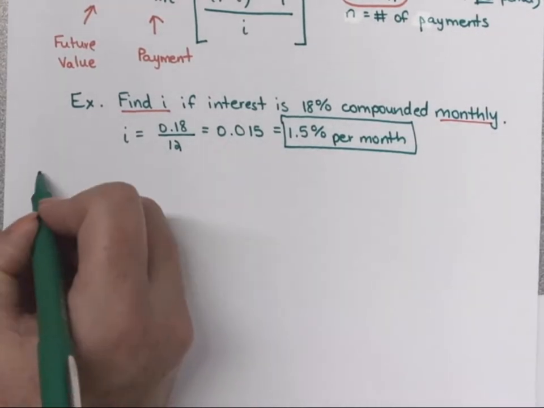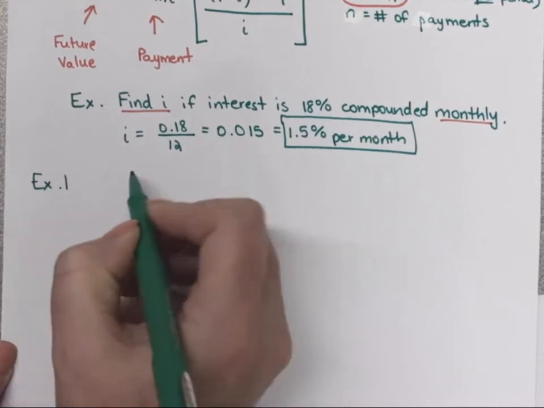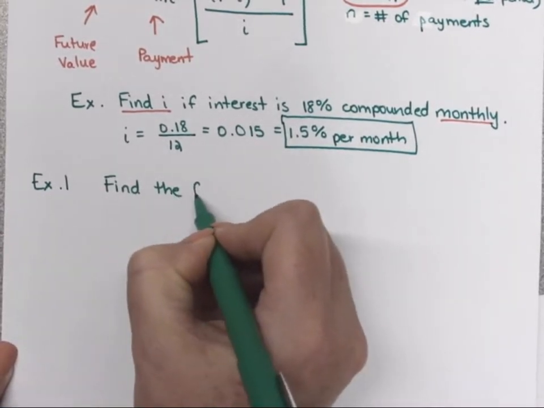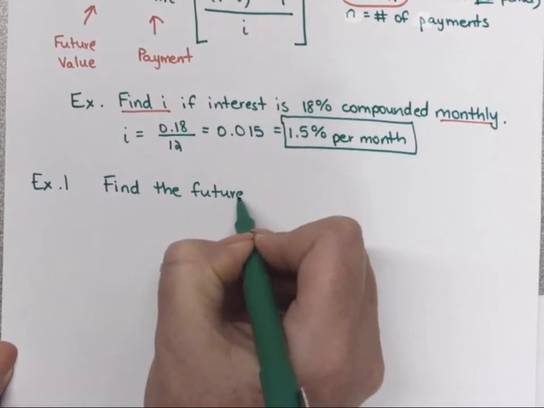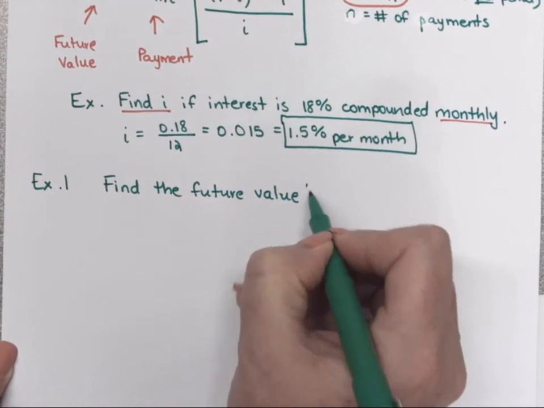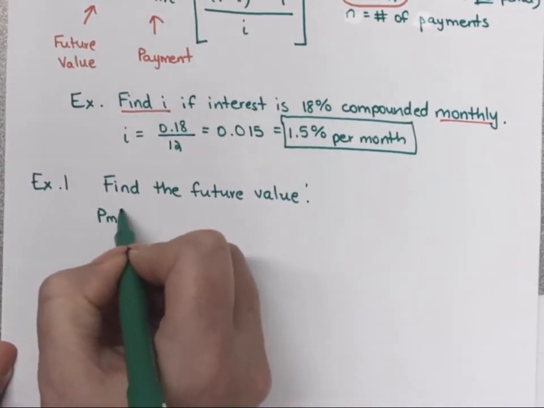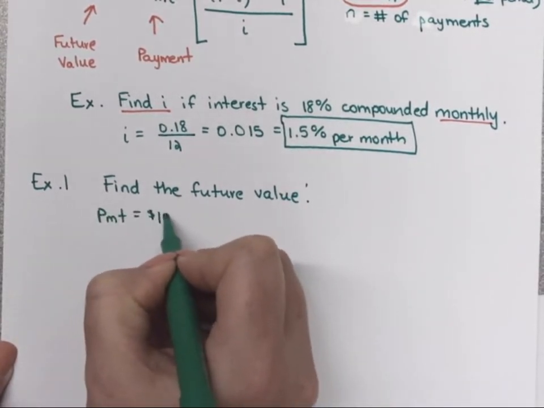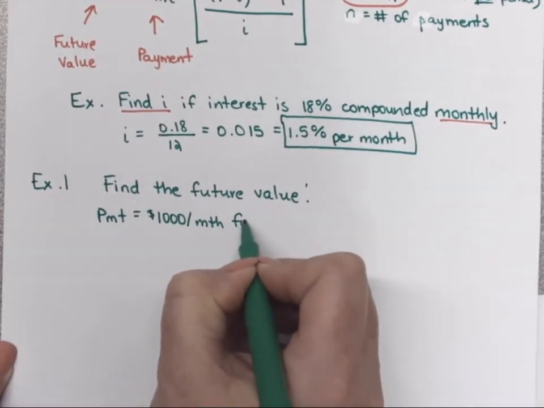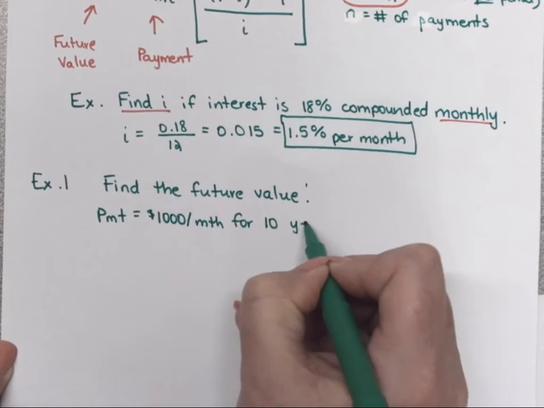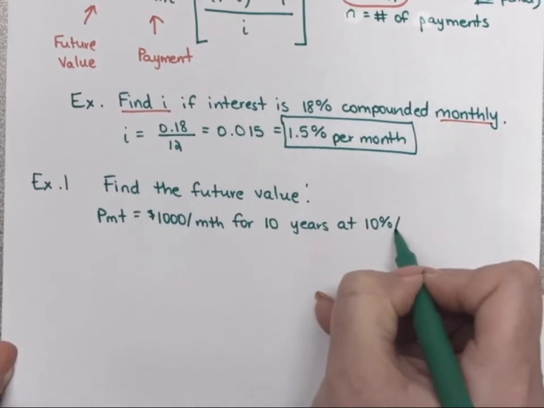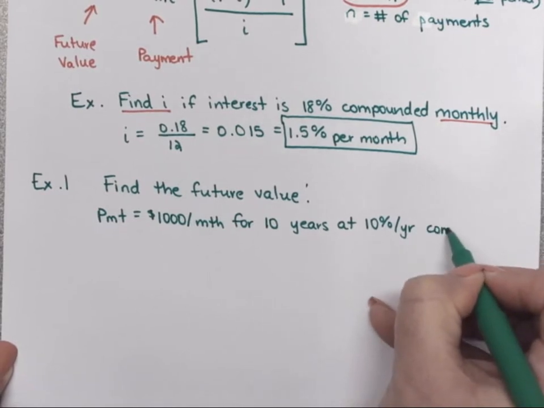Okay, so let's look at a formula that just straight up asks you for the future value, and then we're going to transition to being able to read a problem and understanding that that's what it's asking for. So find the future value for the following information. Let's say the payment is $1,000 a month for 10 years at 10% per year compounded monthly.